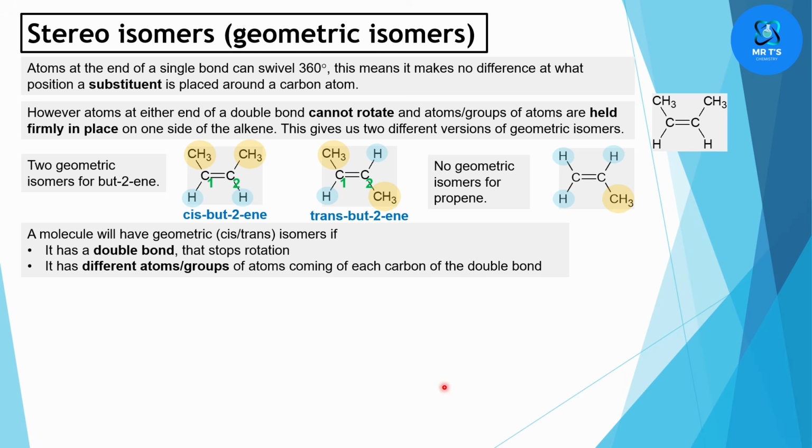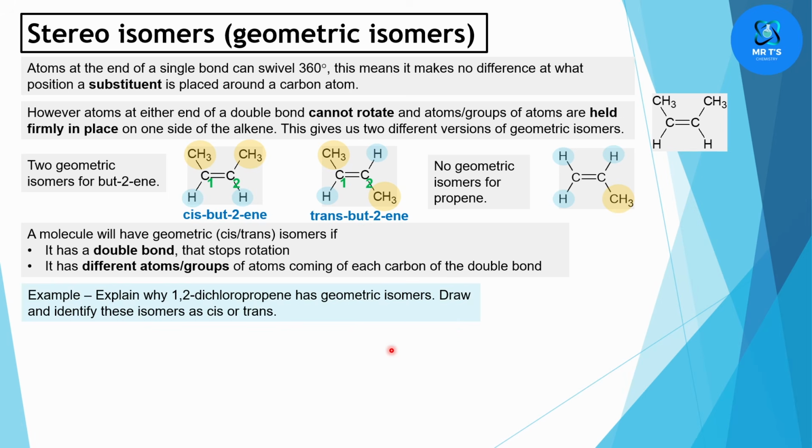Okay, so what type of question are they going to ask you about this? Well, here's a question here. Explain why 1,2-dichloropropene has geometric isomers. Draw and identify these isomers as cis or trans. Okay, so here is a drawing of 1,2-dichloropropene. And I've drawn the trans version of it, because the chlorine atoms that are similar across the double bond are trans from each other.